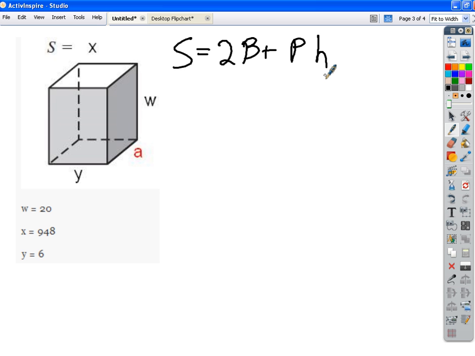What's the area of the bottom base? Now, let's go ahead and plug in the numbers first, too. We know that Y is actually 6, so let's just replace that with a 6. We know W is 20, so let's replace the W with a 20. And we know the whole surface area is 948. Okay? So if we were to calculate the area of the base, what would we get?